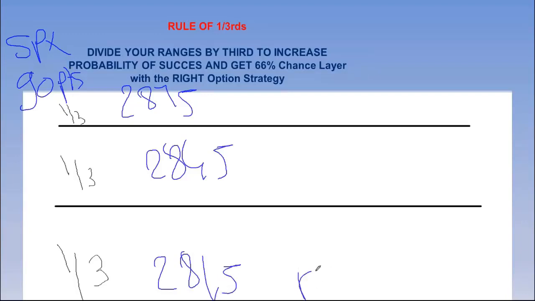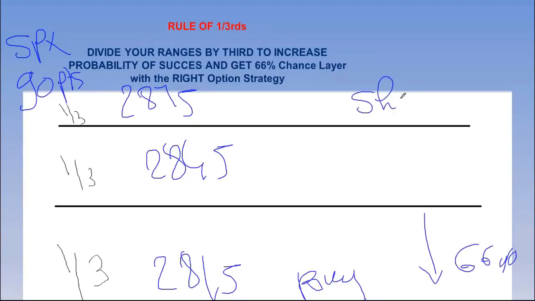I know if I am a buyer, statistically, if I'm a buyer towards the last third, I have a 66% chance of success if the trend is up. If the trend is down and I short here, I have a 66% chance of success. But now, what happens if I buy or short here? What's my probability of success? Anyone?